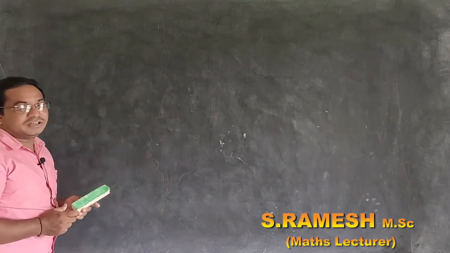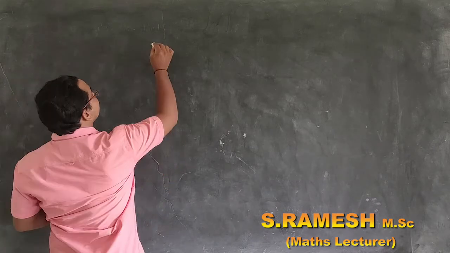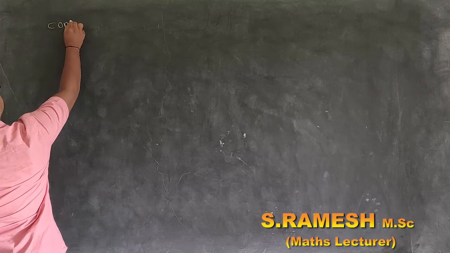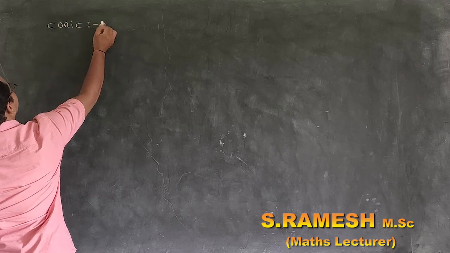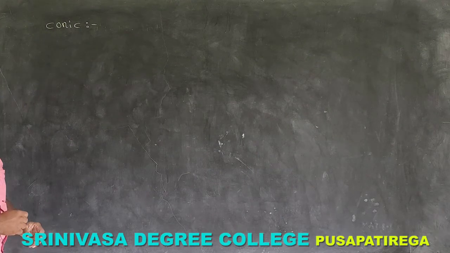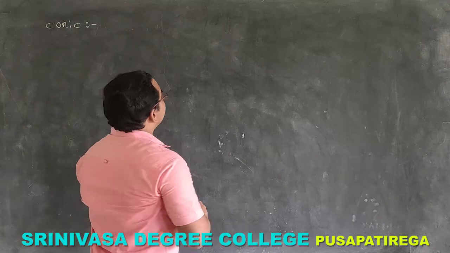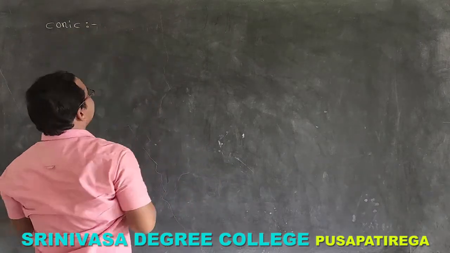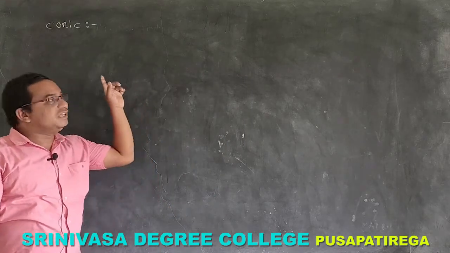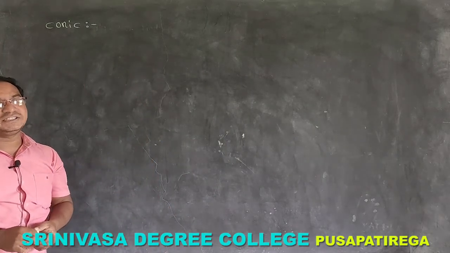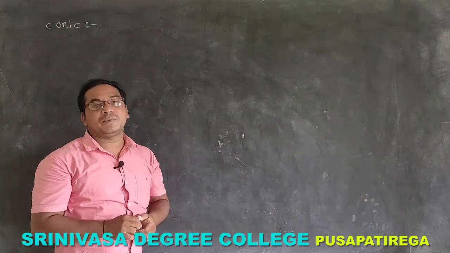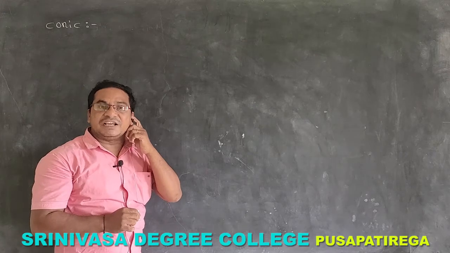First we have to start the conic section. First we have to discuss what is conic, and the definition of conic. Before going to discuss the definition, conic is the set of points which are at a constant distance from a fixed point and the fixed straight line.